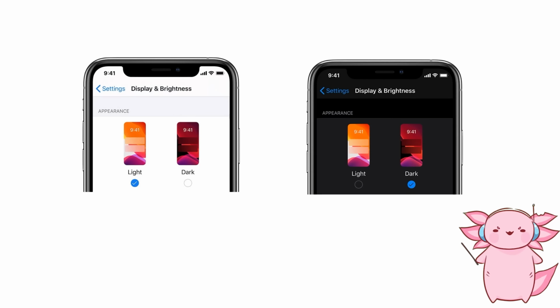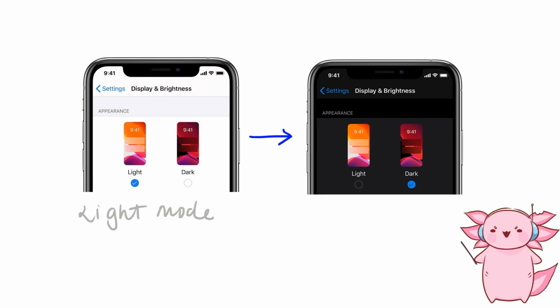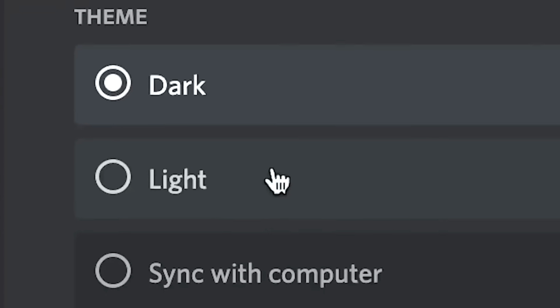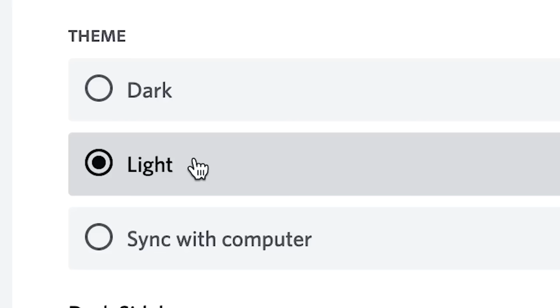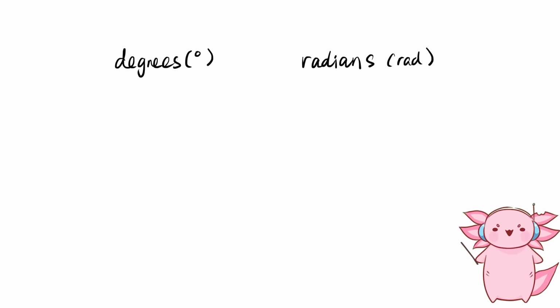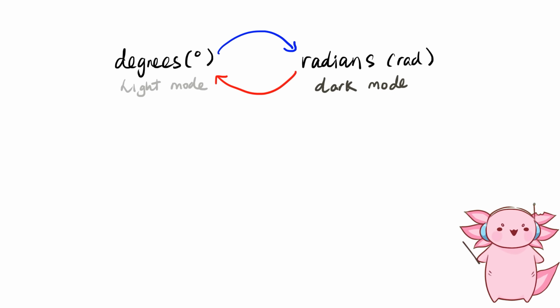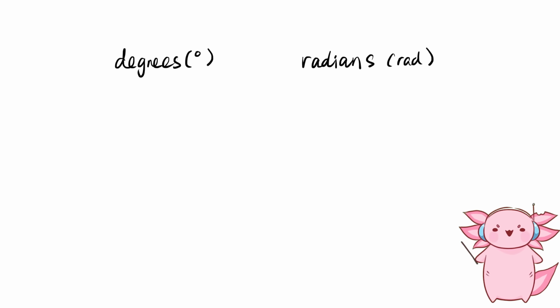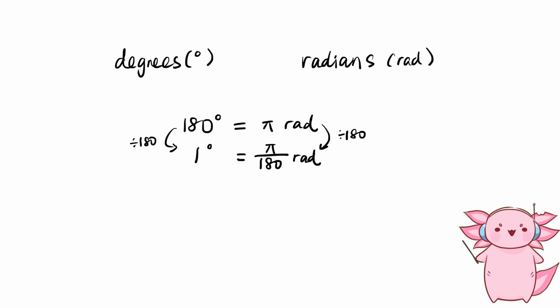Do you remember when you switched browsing the internet from light mode to dark mode for the first time? Radians and degrees are kind of just like light mode and dark mode, where they can always be converted from one form to another. So all you have to remember is that 180 degrees is equal to pi radians. So 1 degree is equal to pi over 180 radians.